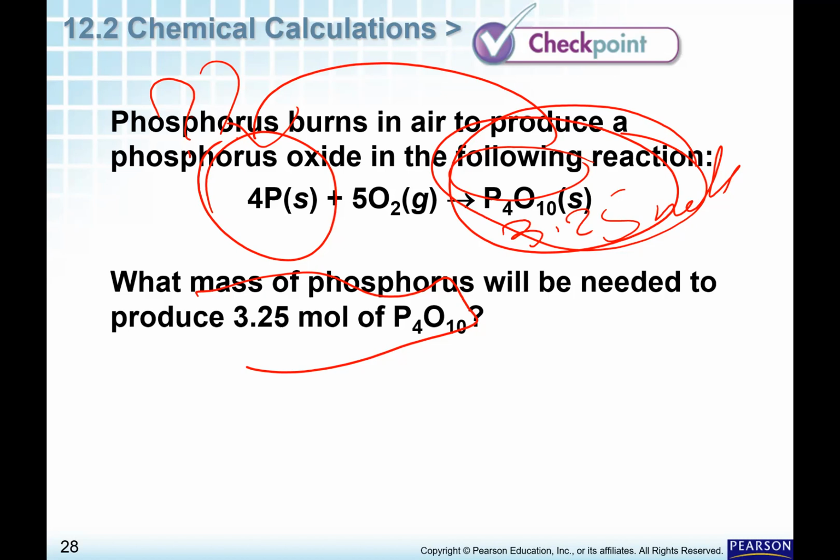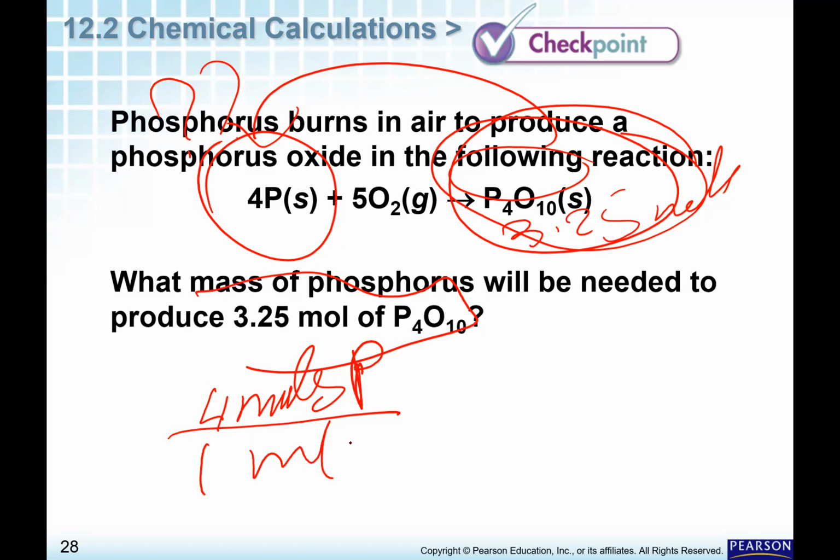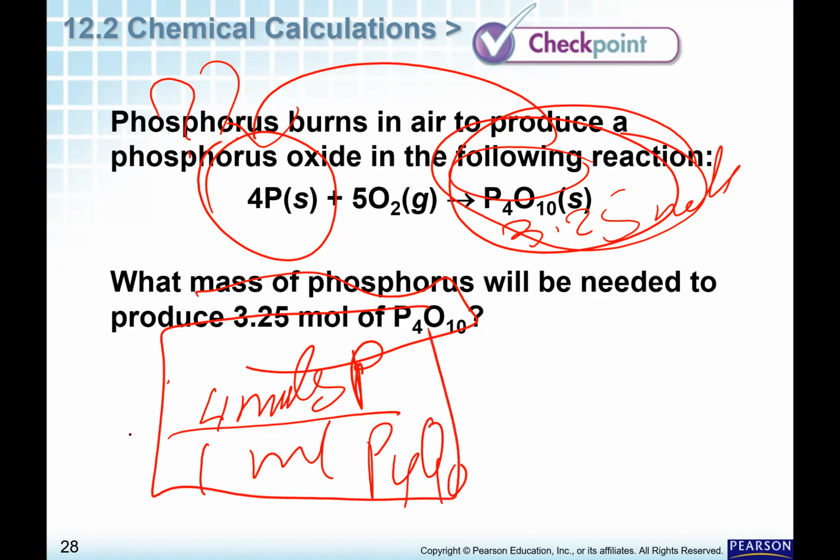4 to 1. Instead of saying 4 to 1, let's write it along with the units. So let me help you with that. The conversion factor we need is 4 moles of phosphorus divided by 1 mole of P4O10. This is your conversion factor. Then you multiply this by the 3.25 moles of P4O10, so the P4O10 will cancel and it will be 3.25 times 4.